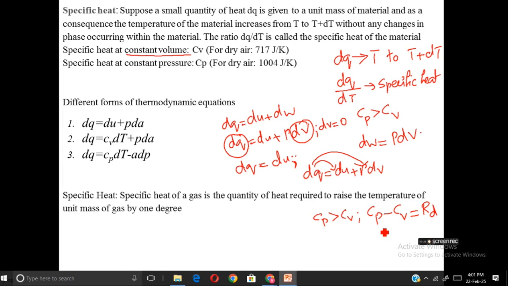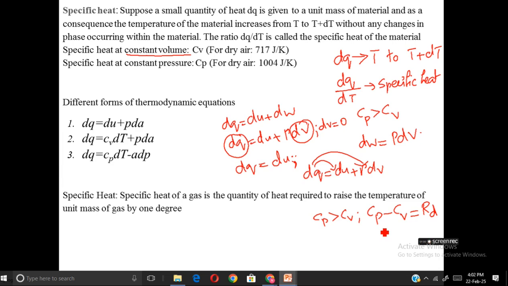So Cp is greater than Cv because when we are supplying the heat at constant volume, the amount of heat that we are supplying is solely used to change the internal energy of the system. dq will reduce to du. Whereas in case of constant pressure, dq is du plus pdv, which means some of the energy is used to change the internal energy of the system, whereas the remaining is used to do some external work. That's why Cp is greater than Cv. And when we found the difference between Cp and Cv, we found that the value is equal to R, the specific gas constant for dry air.